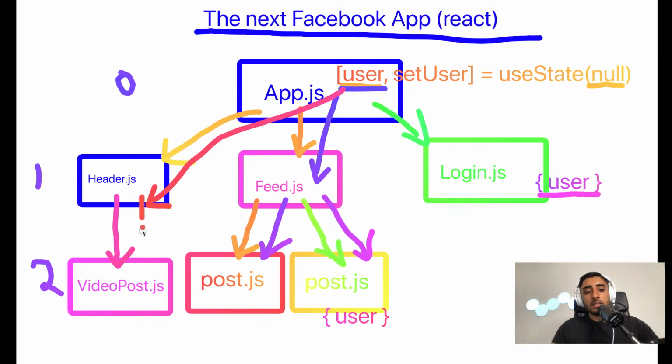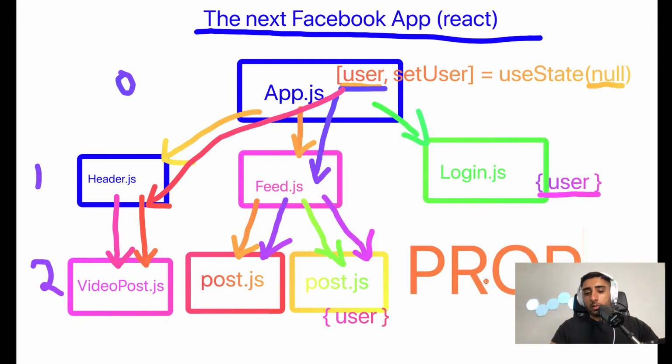Now you can already see there's so much passing around, right? There's just endless arrows, okay? And this is what we call a problem, right? As soon as you see this, it screams something called prop drilling.